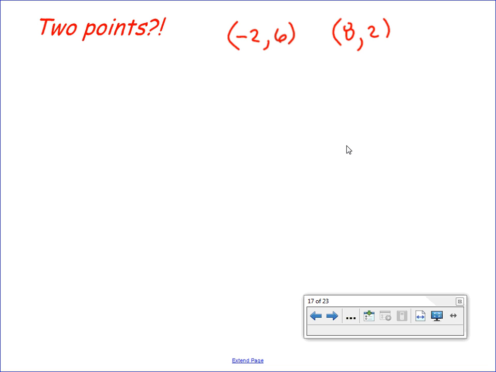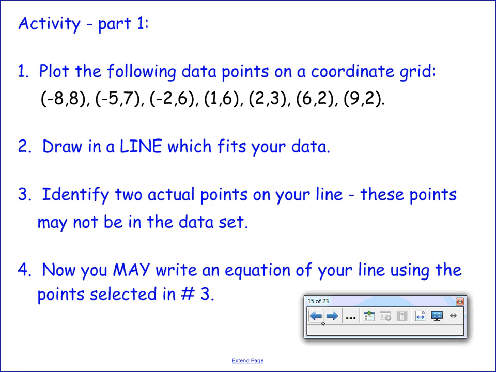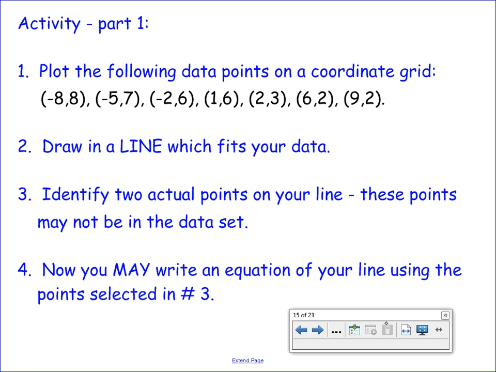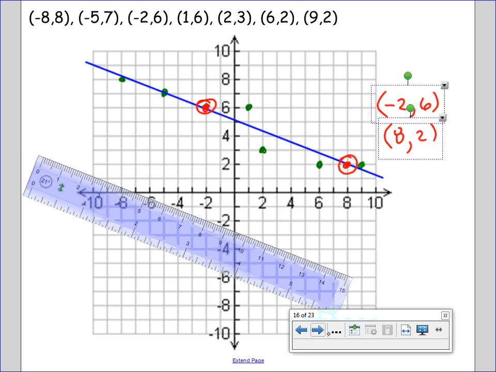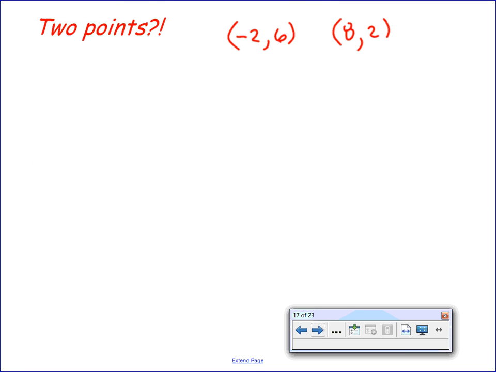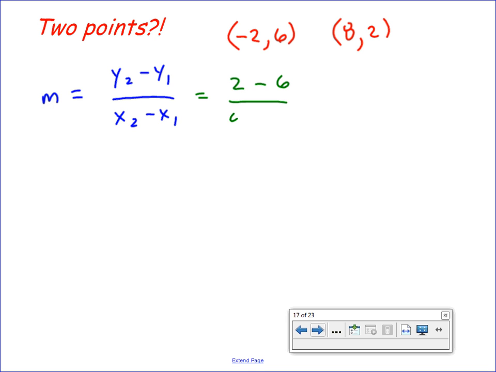All right, so I've got my 2 points. Now I'm going to go ahead and generate the equation of my line using those points that I selected. So let's go ahead and do that now. What do we need? Well, we've got 2 points, so let's go ahead and calculate my slope and use point slope form. So m equals y2 minus y1 all over x2 minus x1. So m equals 2 minus 6 all over 8 minus a -2. So m equals -4 all over 10 or -2/5.